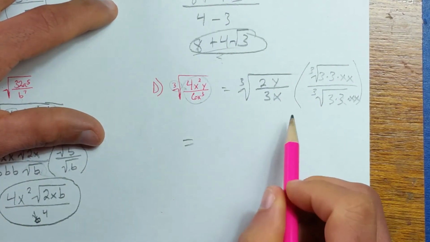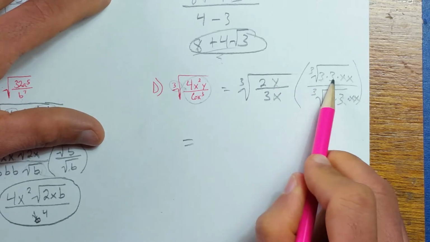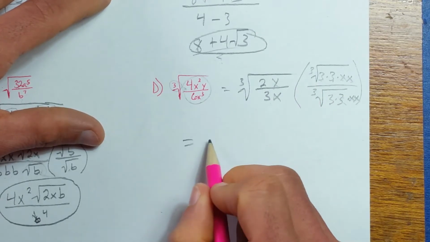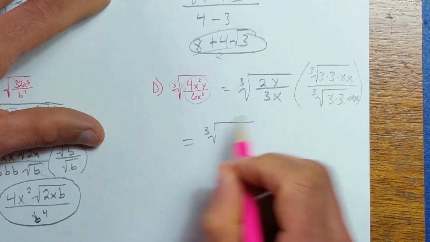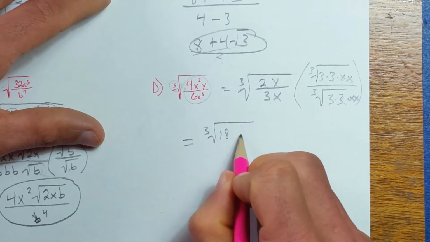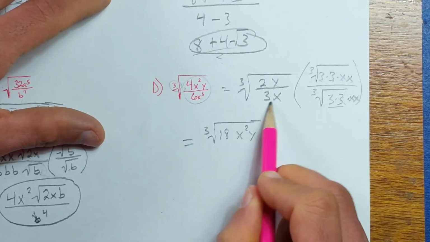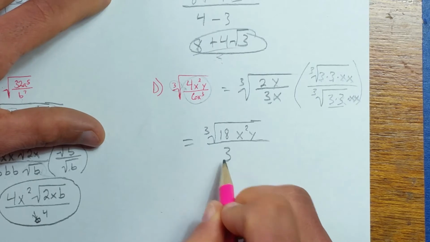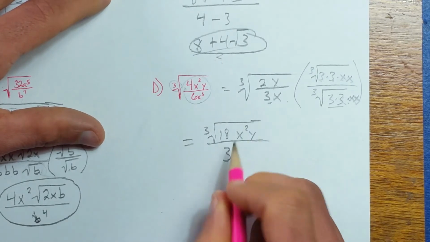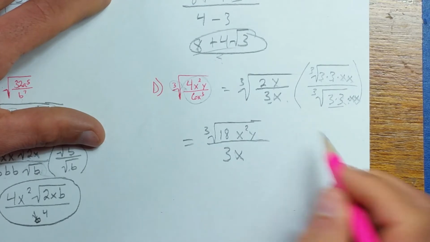And now when I do that, if I look at the numerator, I have 1 2, 1 y, 2 3's, 2 x's. I don't have a group of 3. So this is just going to be the cube root of, multiply the numbers together, so 18, and then x squared y. In the denominator, I now have 3 3's, so 3 can come outside the radical. I now have 3 x's, x can come outside the radical, and I have nothing left inside the radical, so I don't need the radical anymore.